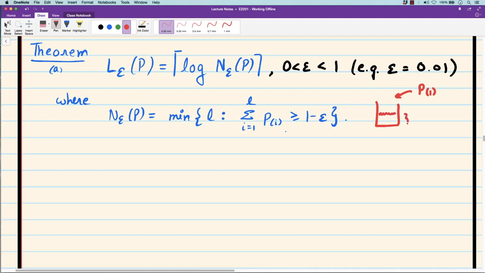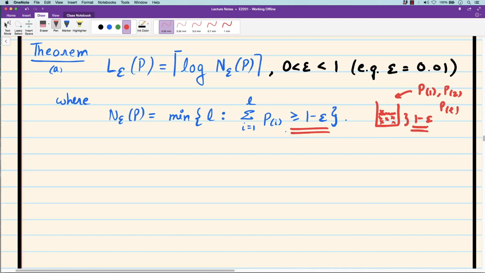Okay, this is the probability. You want it to have 1 minus epsilon probability. You add P1 to it. You see if it has filled up this bucket. If not, then you add the next symbol P2. Okay, so you keep on doing this, you keep on adding one by one, and you add PL. You stop at the smallest PL at which you exceed this volume 1 minus epsilon. And that's when you stop.